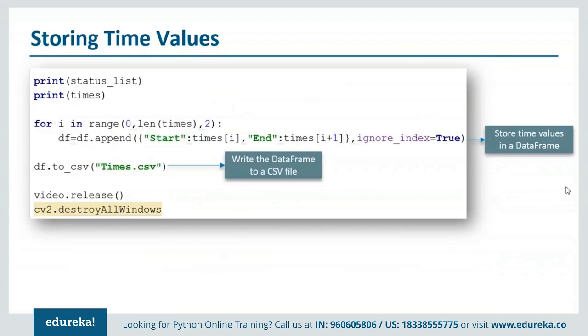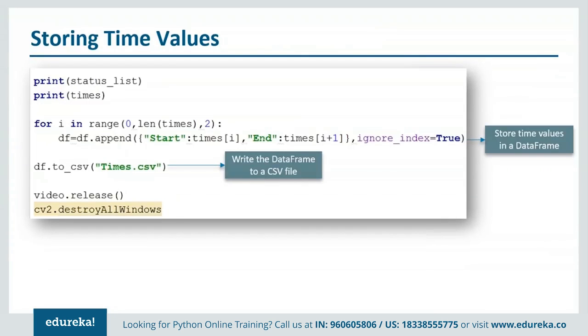And then what we are going to do is use this for loop in which we are storing the time values in a data frame, and then we are going to store it in a times.csv file. So it will be a CSV file. So time I, end time is equal to I plus 1. Ignore index. So basically, we don't have any index values here, right? We don't want to display the index. So there is no index value here. This for loop is pretty self-explanatory.